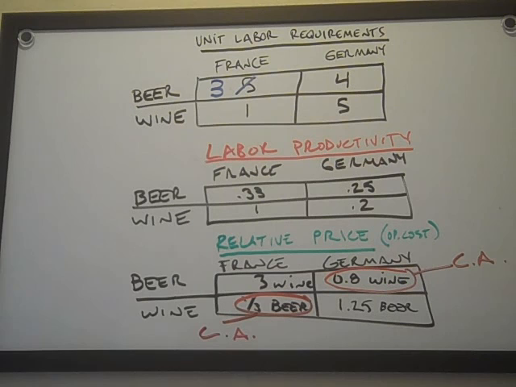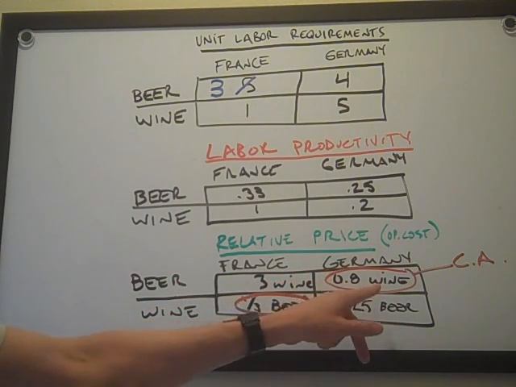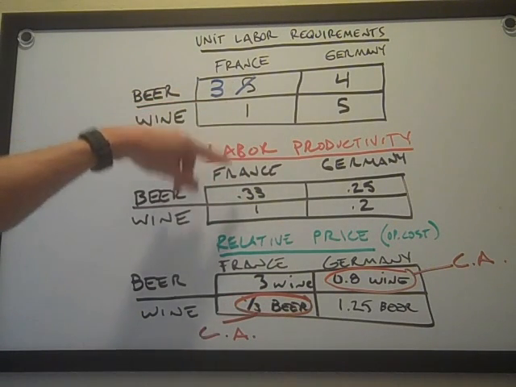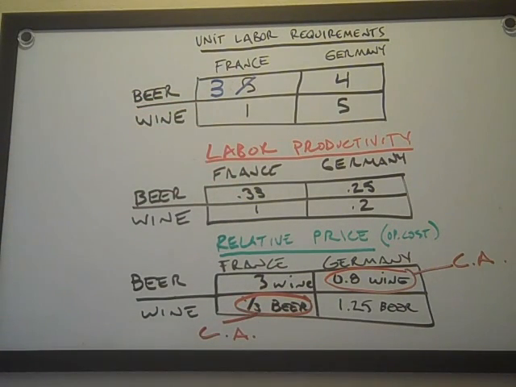And then from that, David Ricardo would have said, well, France should make wine and trade it with Germany, Germany should make beer and trade it with France. And even when these numbers don't work for an absolute advantage, countries will always have a comparative advantage.